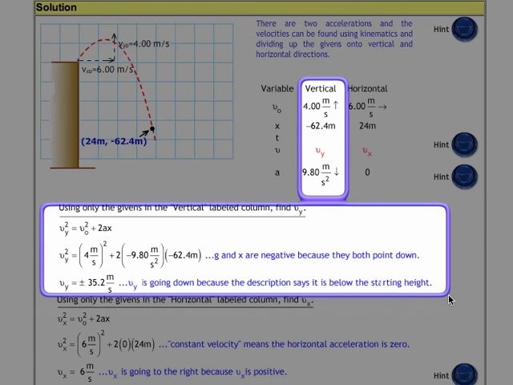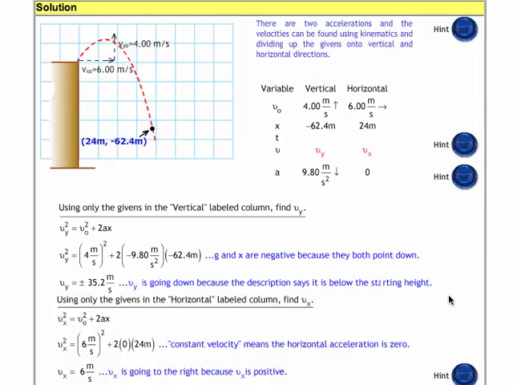In the vertical column, I have x, I'm looking for v, and I have a, so I'm going to use v squared equals v naught squared plus 2ax. Putting in my values, I get a positive 4 meters per second because it's going up. I get a negative 9.8 times a negative 62.4, which makes that positive. And I end up with a final answer of 35.2 meters per second. And that's going to be negative because it's going downwards. I can see that from the picture that I've described.